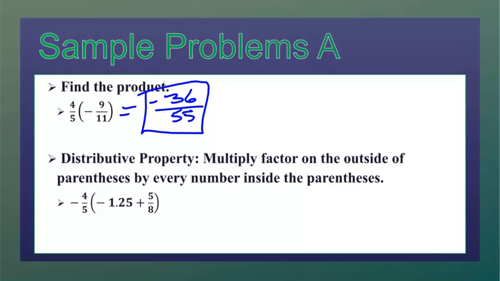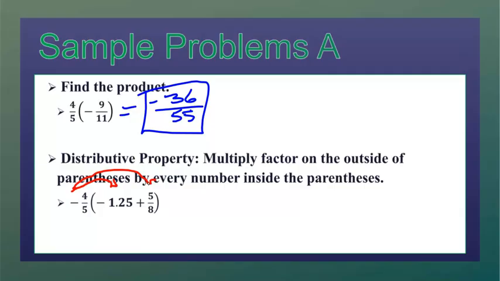Next is reviewing the distributive property, where you're going to multiply the factor on the outside by every number on the inside. So here I have negative 4/5 times negative 1.25, and then negative 4/5 times 5/8. But I'm going to make this a little bit different. I'm going to change everything to fractions.